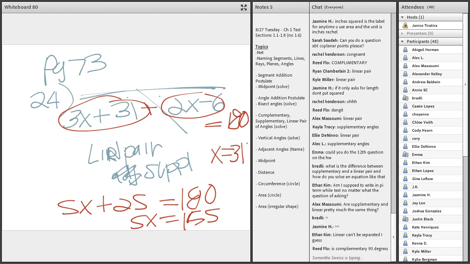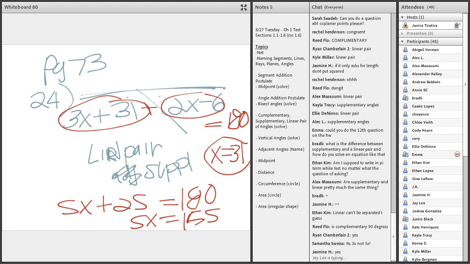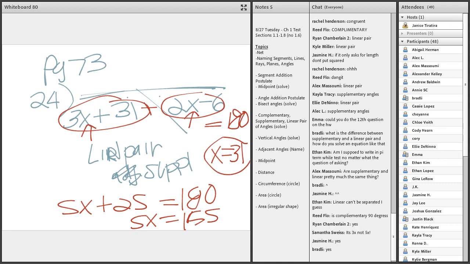And if it asks you to find the angle measures, I think it doesn't for 24. It just says solve for x. But if it did, plug it back in, and then just calculate. Make sure they add to 180 afterwards.